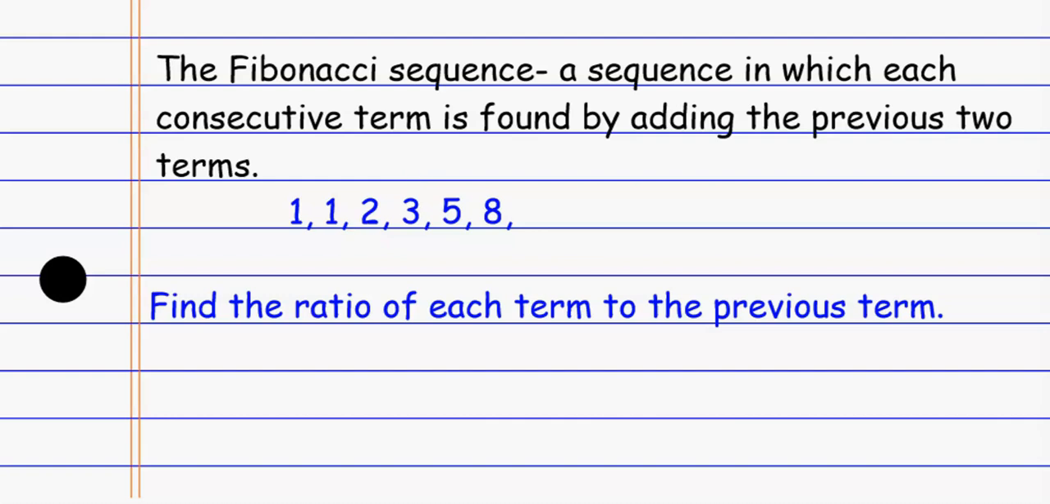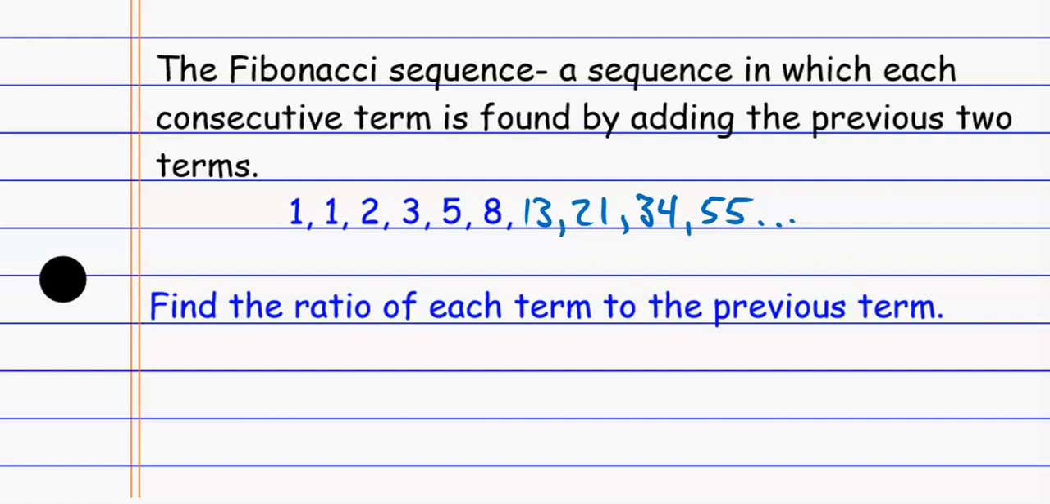To get the next ones, 2 plus 3 gives me a 5. 3 plus 5 gives me an 8. 5 plus 8 gives me a 13. I could keep this going. 8 plus 13 gives me a 21, and 13 plus 21 gives me a 34. This is the Fibonacci sequence, and I could keep doing this forever. You just take the previous two terms, add them up, and that gives you the next term.